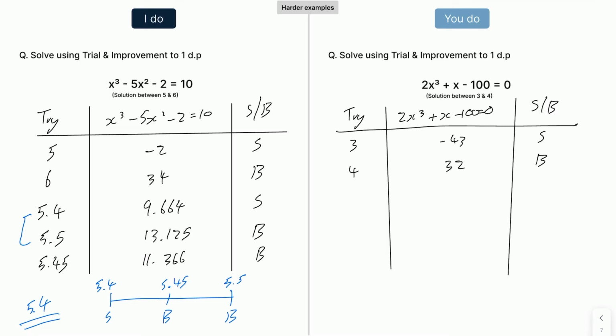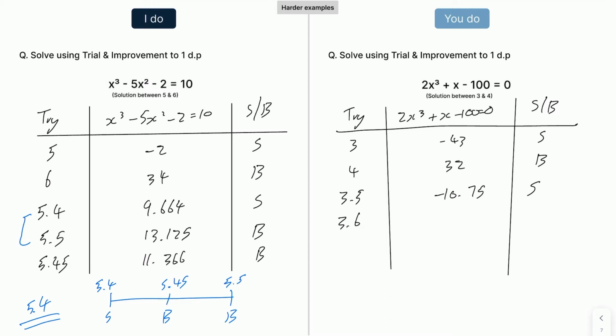So I'm going to go with 3.6. Actually, we'll go with 3.5. Again, like I said before, if you're ever in doubt, just go right halfway in between them. So that gives me -10.75, which is small. Okay, so I need to go bigger.